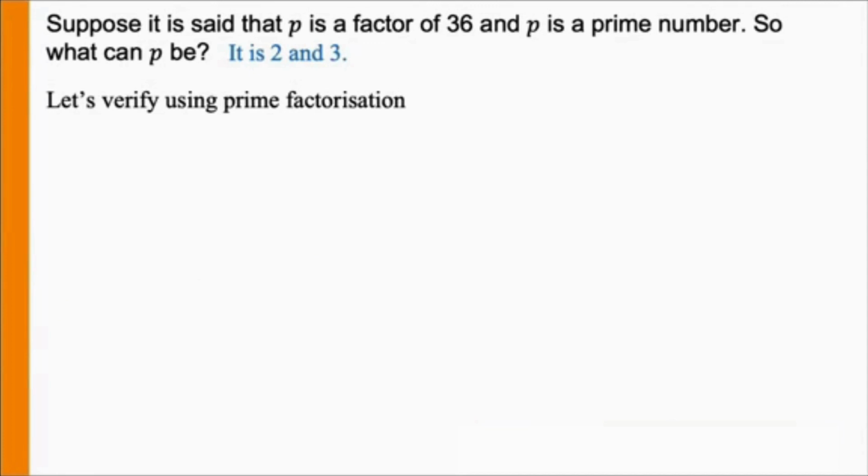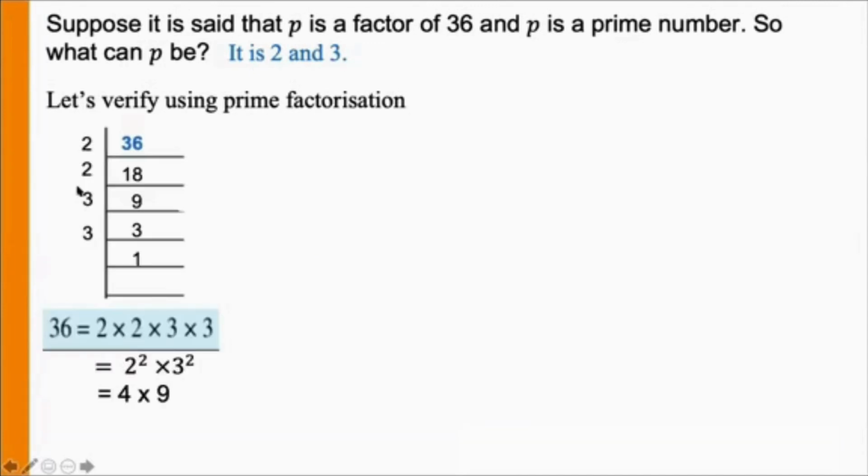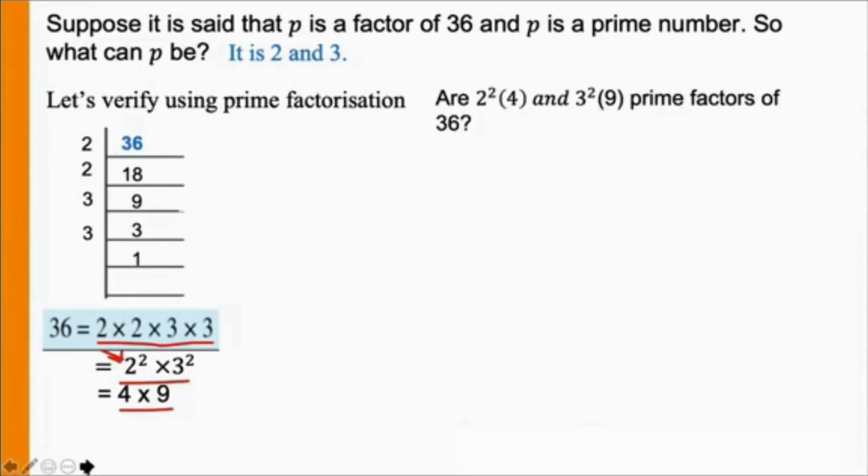Let's verify using prime factorization. If I prime factorize 36, I get 2 into 2 into 3 into 3. That is 2 square into 3 square, that is 4 into 9. Now, does that mean that 4 and 9 are the prime factors of 36? Or does that mean that 2 square and 3 square are prime factors of 36?